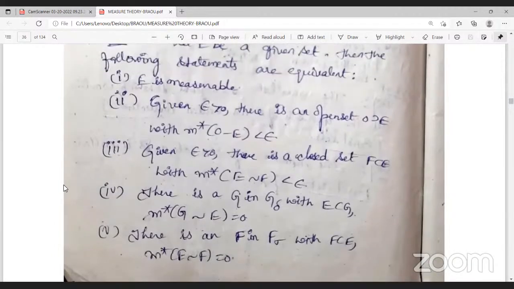All are equal. Suppose E is measurable, we can prove the next four theorems. Any one is true, we can prove the other is also true. Okay? All are equivalent. Now we prove that. Consider any one, we can prove any other. Okay? No problem here.